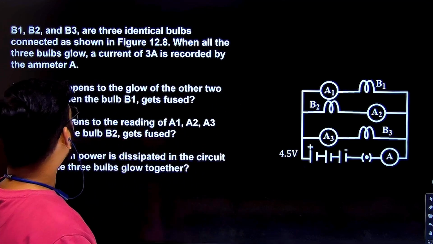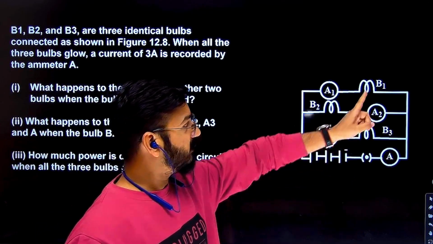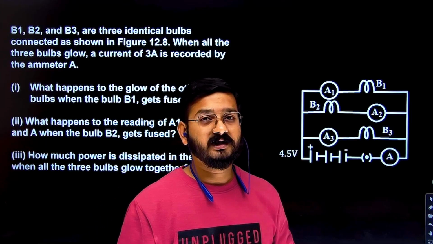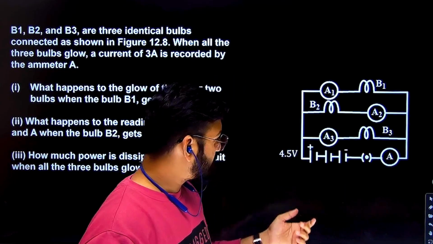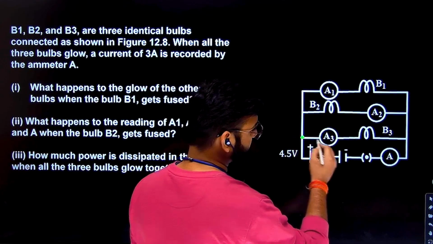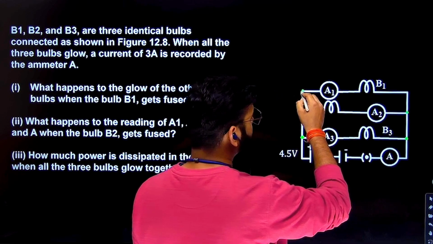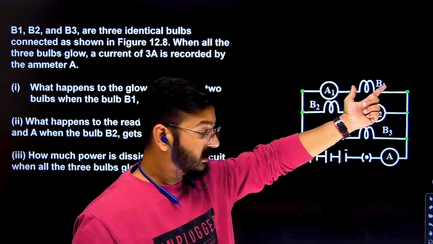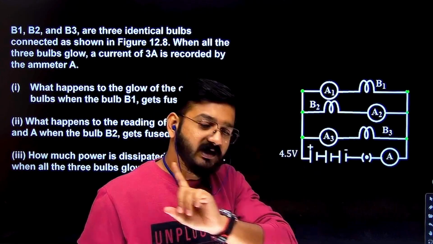So the first question is, what happens to the glow of the other two bulbs when bulb 1 gets fused? So when bulb 1 gets fused, what will happen to the brightness of B2 and B3? One thing you need to understand here is in parallel connection, potential difference doesn't get distributed. So whatever potential the battery is providing, the same potential difference will be across these two ends, and it will be the same across this terminal also. So if bulb 1 gets fused, potential difference across B2 and B3 is the same as the original potential difference. Potential difference will not change.